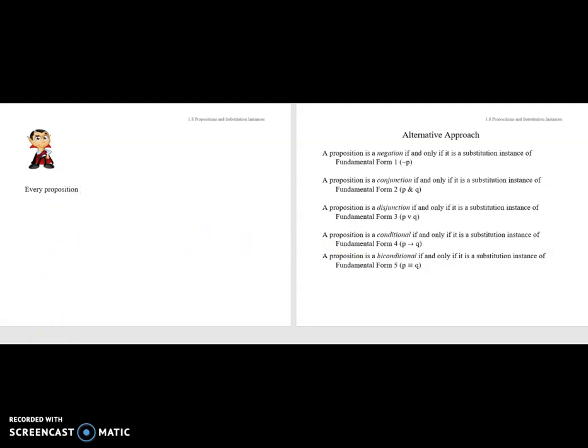So actually, let's do this as an exercise. If I said every proposition is exactly one of these 5 types, the 5 types being negation, conjunction, disjunction, conditional, and biconditional, every proposition is exactly one of these 5 types. Okay, this assertion is technically false, okay? There's a slight exception to it. So see if you can find out what I'm getting at here. What is the slight exception to this? Pause now.